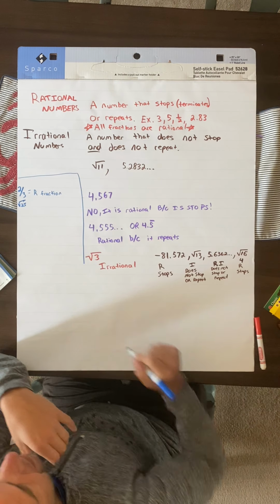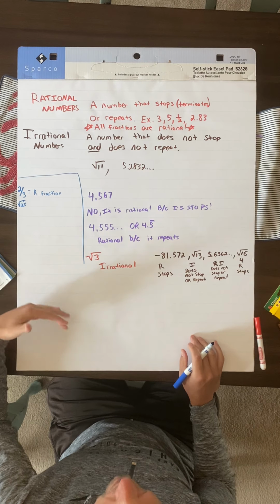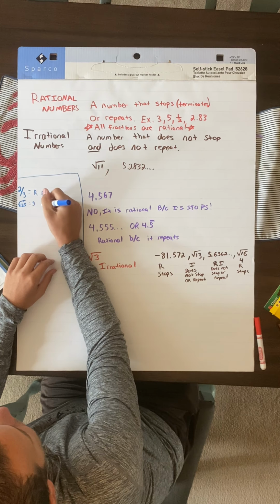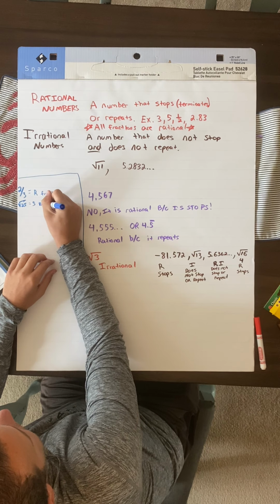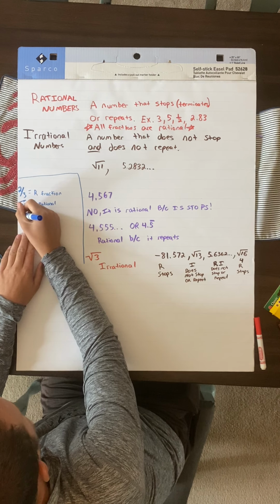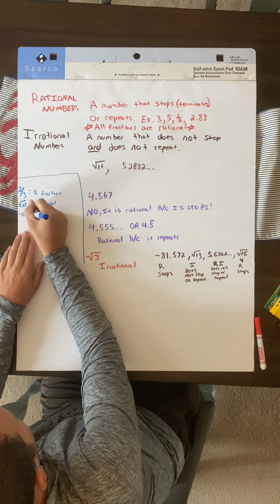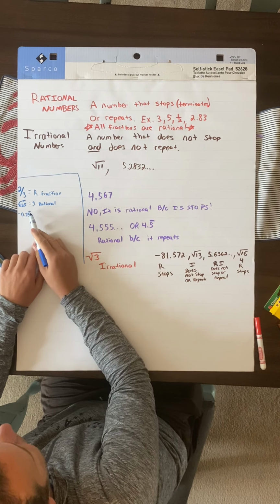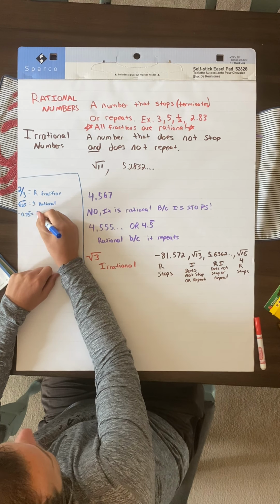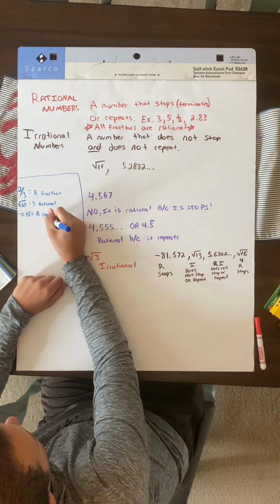Square root of 25. All right, when we find the square root of 25 in our calculator, that equals 5, which makes it rational because it stops. Negative 0.75 with the 5 repeating. Remember that bar means it's repeating. It's going to be rational because it repeats.